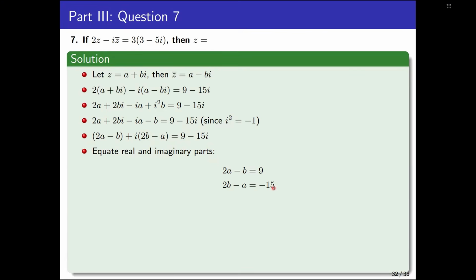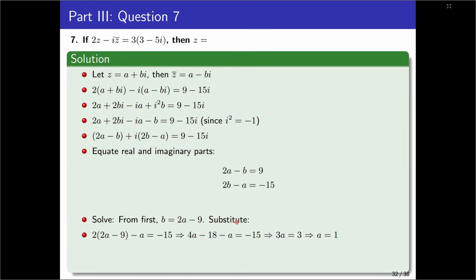Then solving this system of linear equations, we have b equal to 2a minus 9. Substituting this into the other equation, we can obtain a, which is simply 1. Then, in order to find b, we have to select either of these two equations and substitute 1 in place of a. So b is 2a minus 9. Selecting the first one, that means 2 times 1 minus 9, which is equal to minus 7.